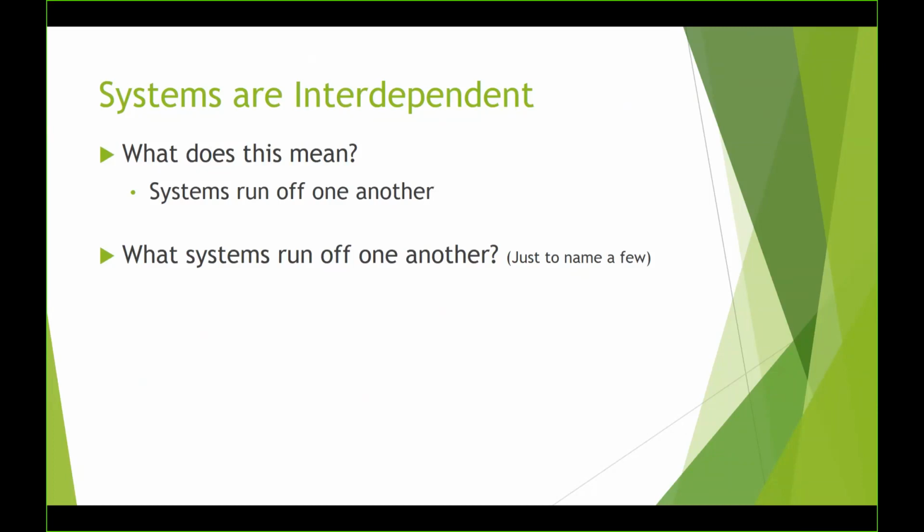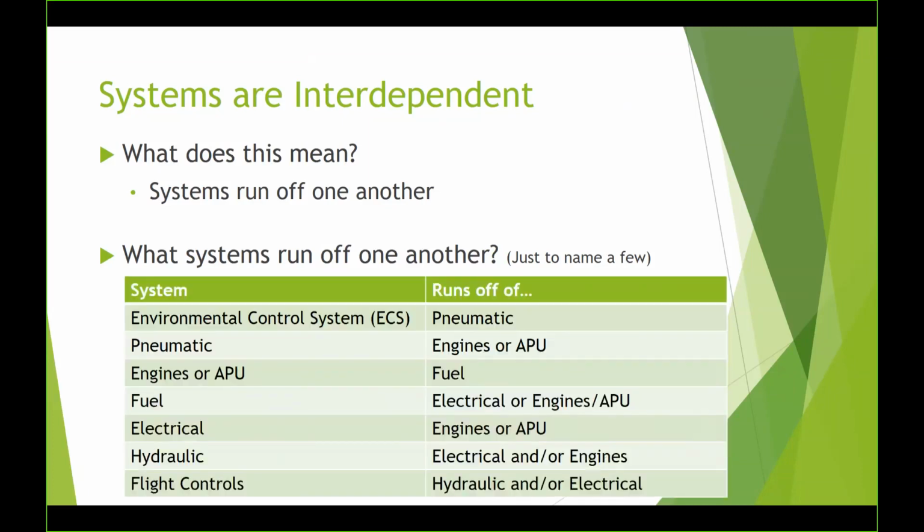All the electrical, well, the batteries are part of electrical, but things run off of the APU. The generator runs off the APU that runs the electrical system, right? So here's just some. Environmental control system runs off the pneumatic system. We use bleed air to run it. Pneumatic system needs to get bleed air from somewhere, probably the APU or the engines, depending if it's on the ground or in the air.